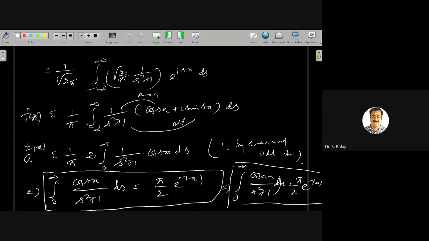Or f of x is e power minus mod x. Left side, even function, 2 into 0 to infinity; odd function, 0, by the even and odd function idea. Yes, that's all.